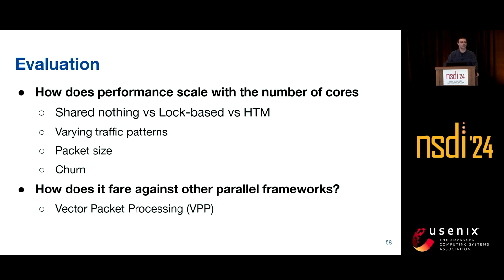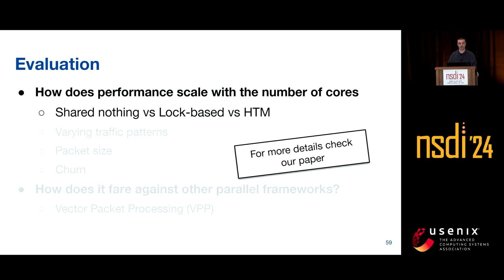So really, because we're promising automatic parallelization, the most important question is how does the parallel network function generated by Maestro scale with the number of cores? We evaluated 3 different parallelization technologies, all automatically generated by Maestro: a shared nothing technology, a lock-based solution, and a hardware transactional memory-based solution. We evaluated them against varying traffic patterns, packet sizes, and churn amounts, and compared them with the vector packet processing framework. In the interest of time, I'll only be addressing the parallelization technologies' scalability.